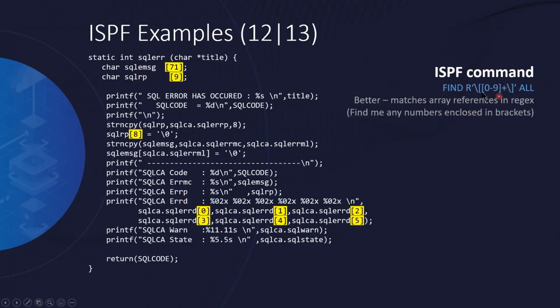So let's bring in regular expressions. I'm finding the regular expression square bracket followed by any number of digits followed by a close bracket. And lo and behold, it's got 71 here, it's got the 9 here, so any number of digits. Okay, so that's worked.